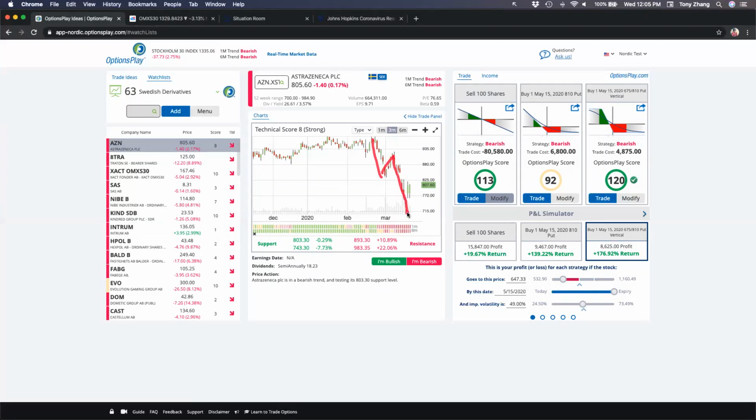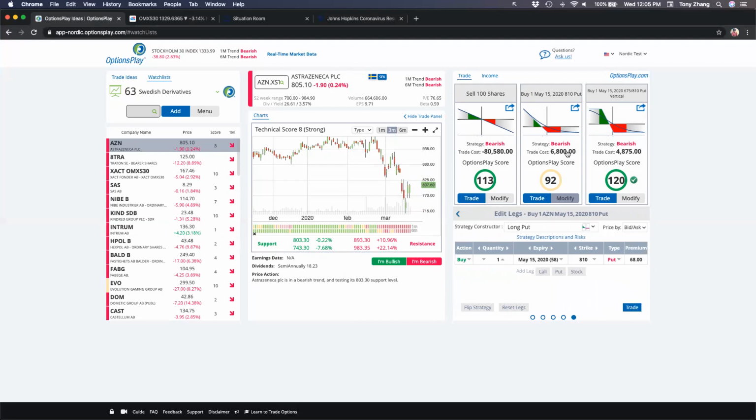You had the same rally down here, rally back up, that's another opportunity to rally for a potential move to the downside. So let's take a look at some put options here. The 805 currently trading at 805. So the March 810 puts will cost you 6,800 crowns, which puts your break-even price at 742, which is right around here.